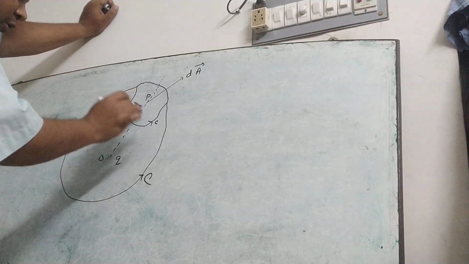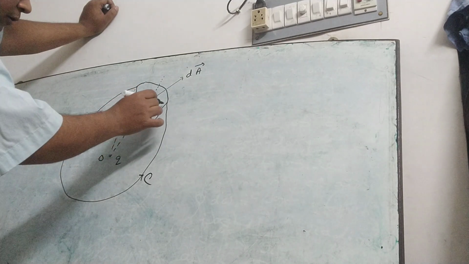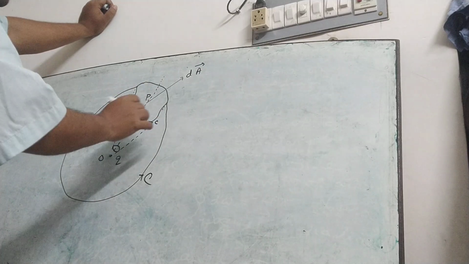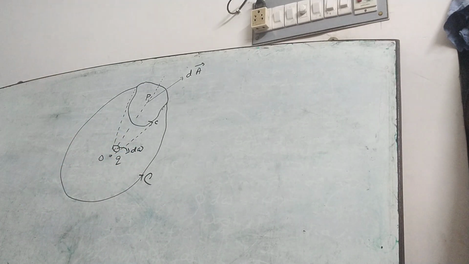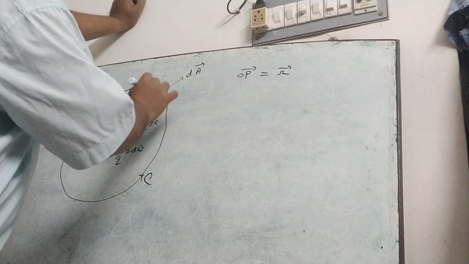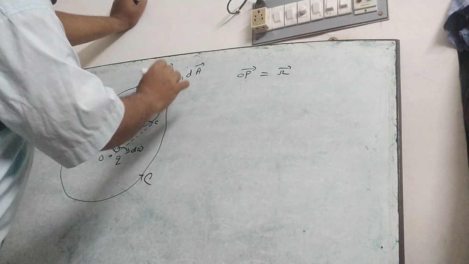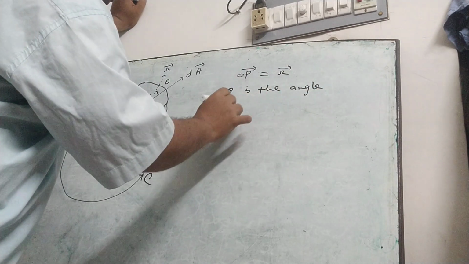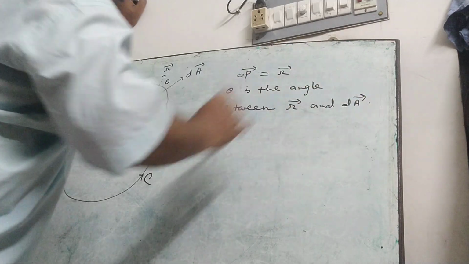Now we can draw a solid angle by joining the points which are situated on the curve of the small boundary c, and this solid angle is denoted by d omega. OP is equal to R. Theta is the angle between R and dA.